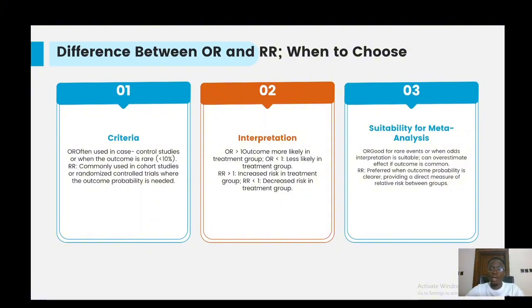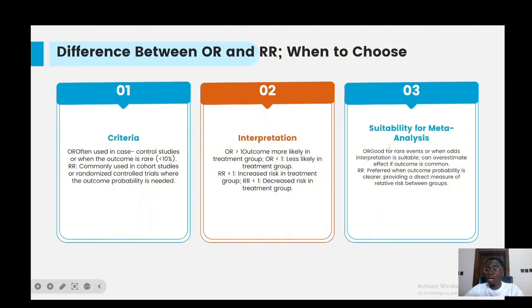Whenever the odds ratio is greater than 1, that means the outcome is more likely to happen in the treatment group. And whenever it's less than 1, it means it's less likely to occur in the treatment group. In the case of risk ratio, whenever it's greater than 1, it means there's an increased risk in the treatment group. And whenever it's less than 1, that's decreased risk in the treatment group.